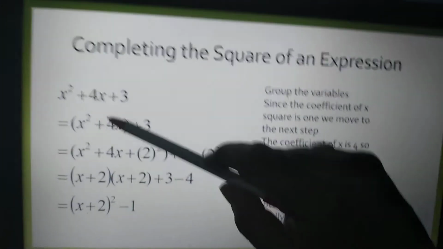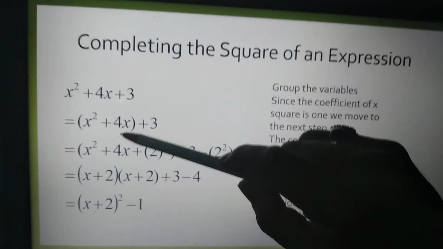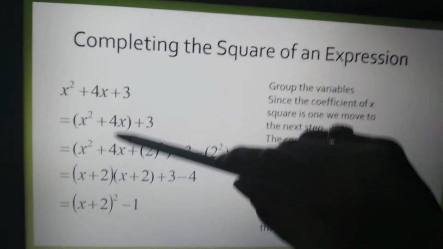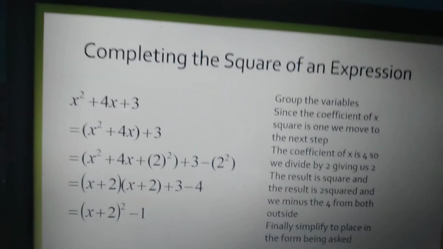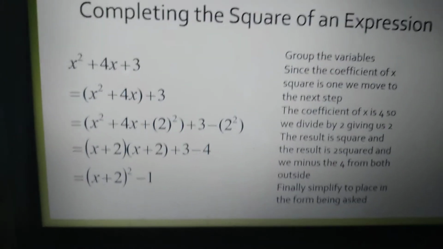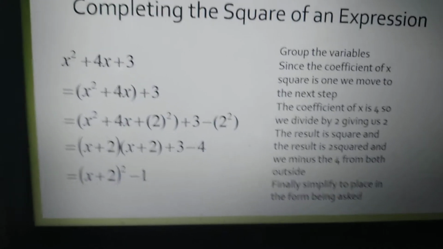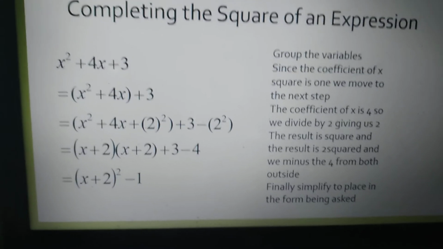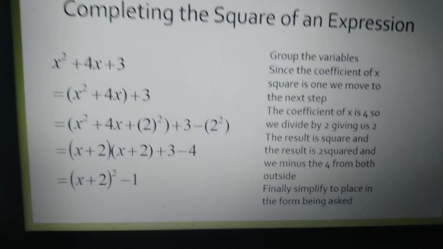So now we find the coefficient of x, and the coefficient of x is 4. So it's a whole number. So according to the rule, because it's 4, a whole number, I divide it by 2. So 4 divided by 2 is 2. So I move on to my next step.